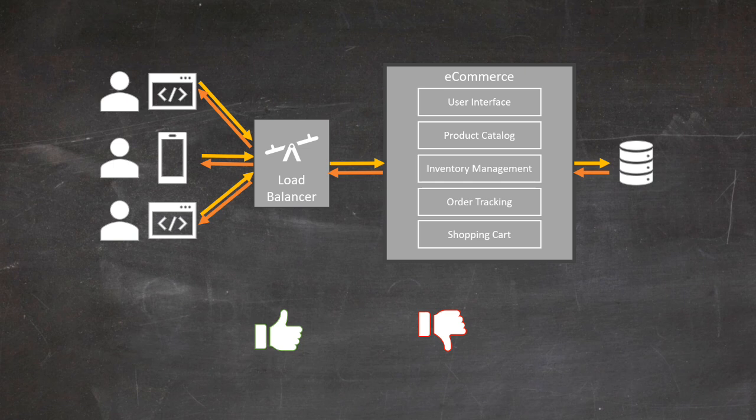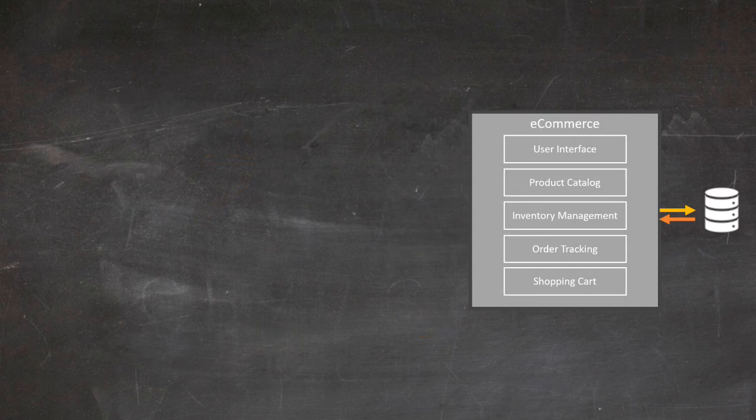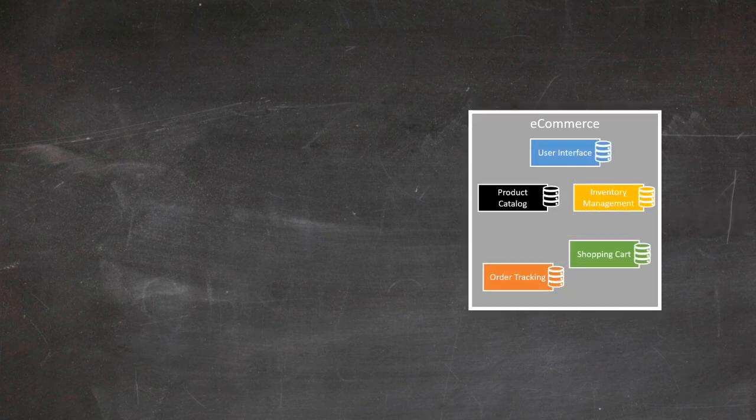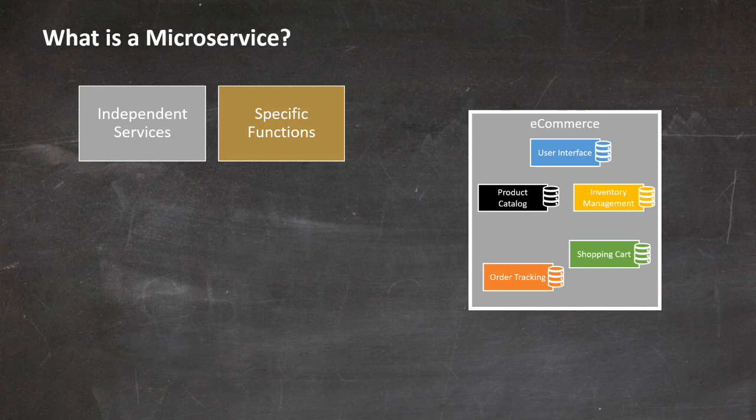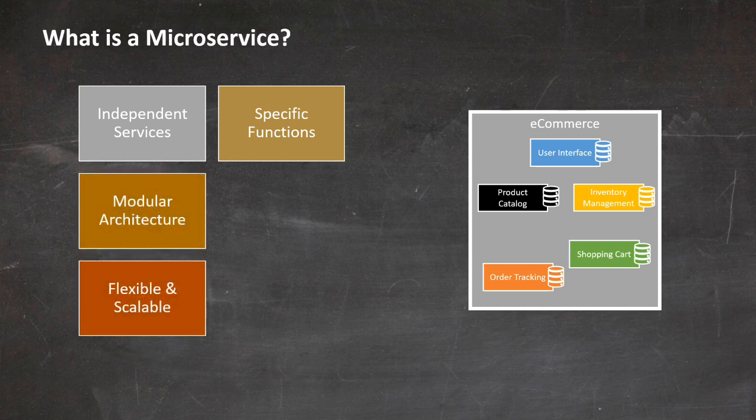Enter microservices. Unlike monolithic architectures, where all components are tightly coupled, microservices architecture breaks down an application into a collection of smaller, independent services. But what is a microservice? Imagine each microservice as an independent and specialized team, focusing on a particular task within the larger system. Each microservice can be developed, deployed, and scaled independently. This means that this architecture allows for greater flexibility and adaptability.